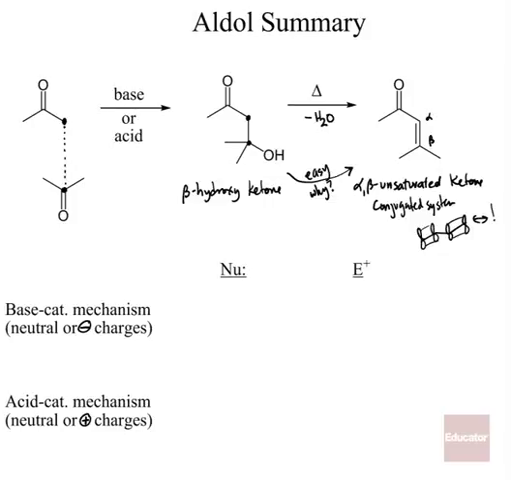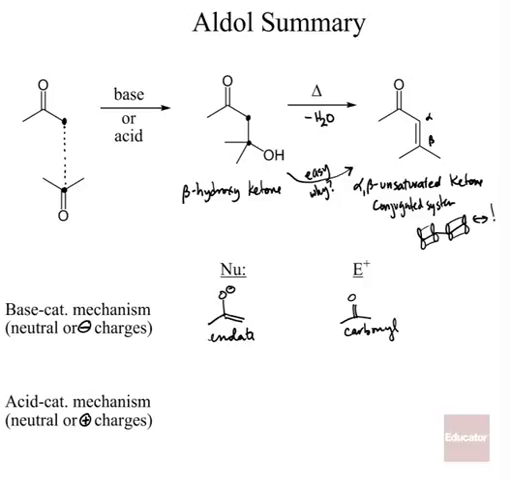Okay, so far we took a look at the base catalyzed mechanism. We'll look at the acid next, but let's draw some comparisons. In the base catalyzed mechanism, all the species were either neutral or they had a negative charge. The nucleophile we used was the enolate. The electrophile we used was the ketone, the carbonyl.